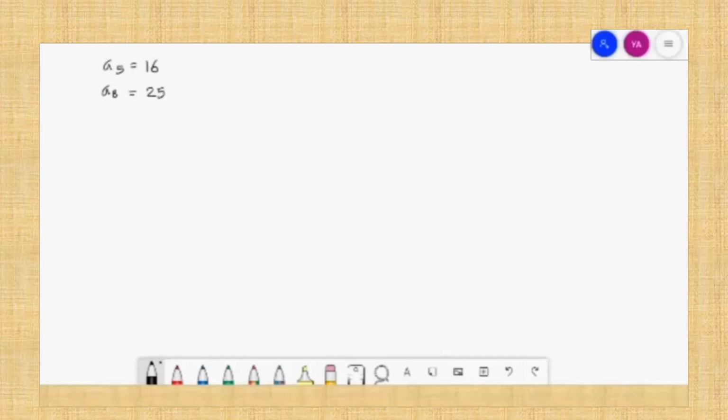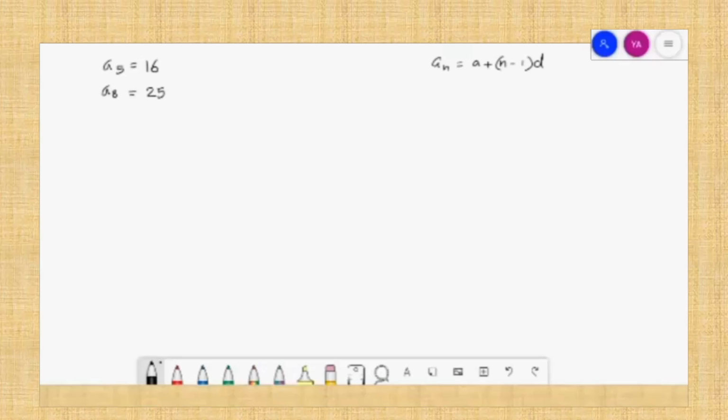So you can expect a similar question. It need not be the fifth and eighth terms. Sometimes some other terms in some other positions may be given, and you will be asked to find the progression. So the technique is, we can apply the nth term formula. We know that a_n = a + (n - 1)d. Using this formula, we can calculate the first term and common difference, then we can form the progression.